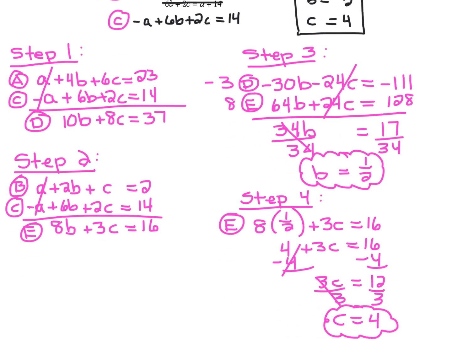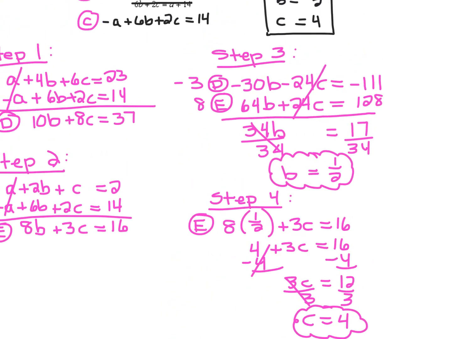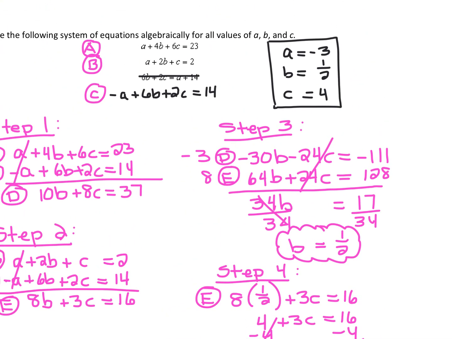Okay, so let me come down here. Step 5. And this is why you want to organize your work, because there's a lot of steps going on. So equation B had said, what did it say again? A plus 2B plus C equals 2, I believe. Let me just check. Yes, okay, that's what it says.